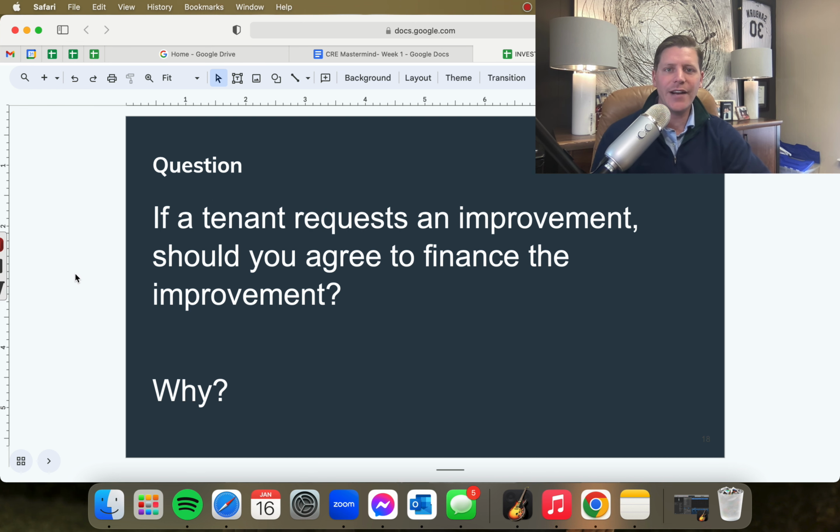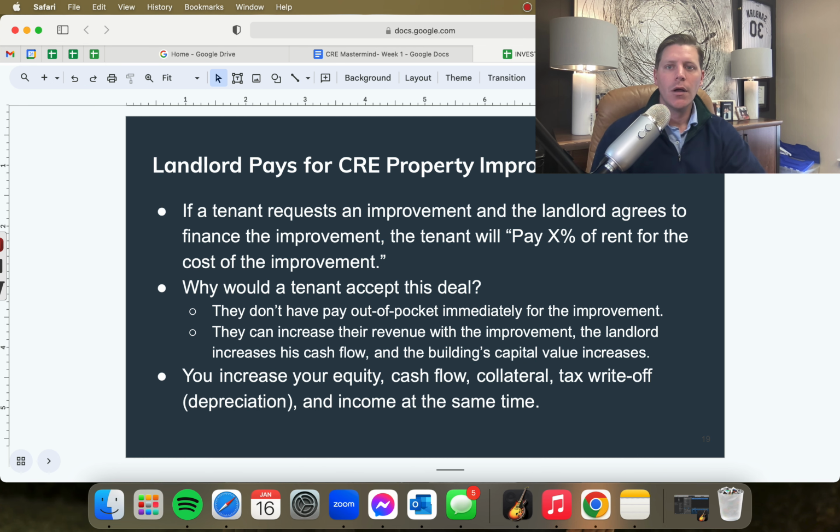All right. If a tenant requests an improvement, should you agree to finance the improvement, and why? Let's find out. If a tenant requests an improvement and the landlord agrees to finance it, the tenant will pay X% of rent for the cost of the improvement. So any time a tenant asks me to do something, and I'm not talking about that other deal with the garage doors, but if someone says, hey, I would like to have a new 10,000 square foot build into this space, and it's going to cost $200,000, or whatever the math is, $100,000 or $500,000, whatever.